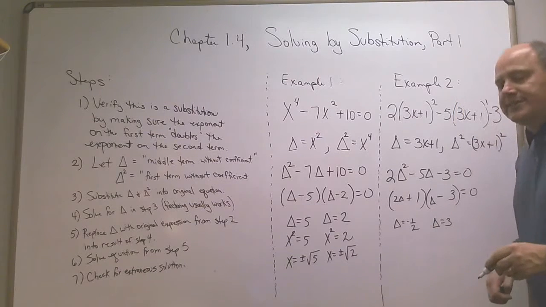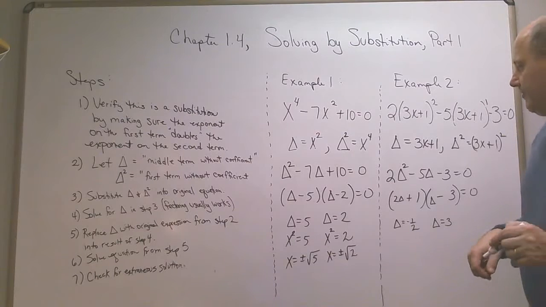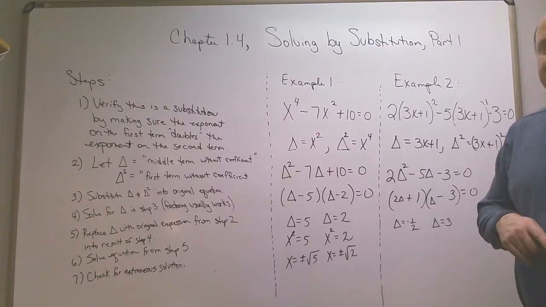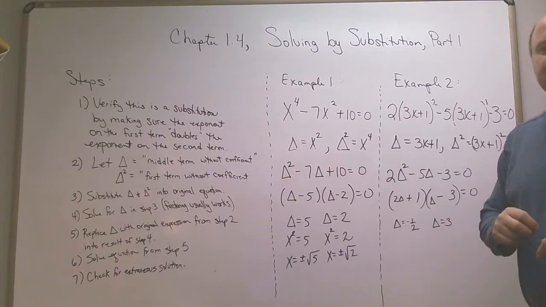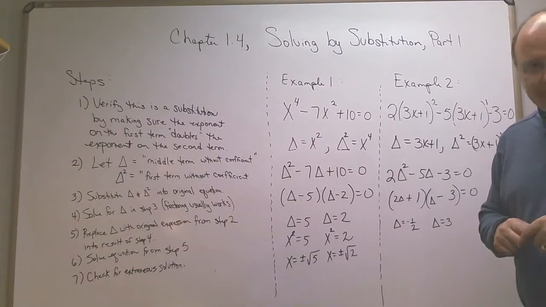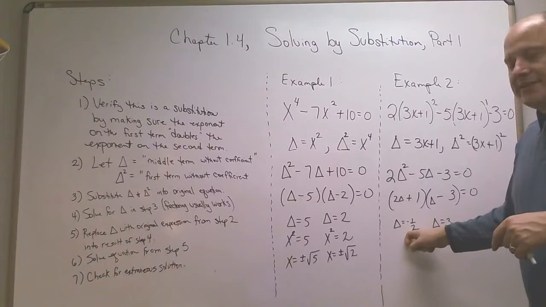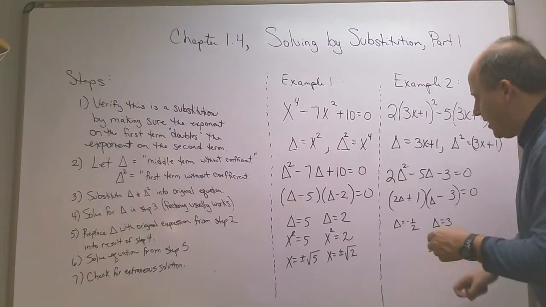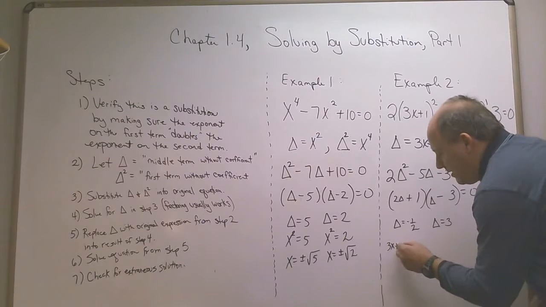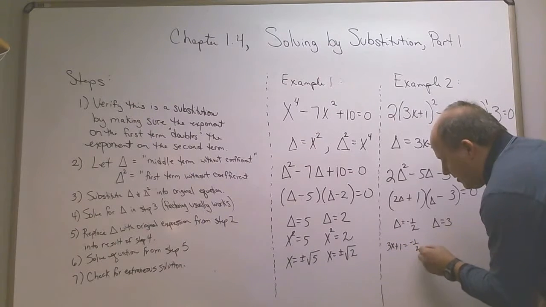And again, this is the reason I use delta. If I was using y's instead of deltas, it would be tempting, because you've done like 4 steps, to say this is done, but it's not. Delta is negative 1/2. I'm not solving for delta, not solving for y. I'm actually solving for x. So you have to put 3x plus 1 back in for the delta.